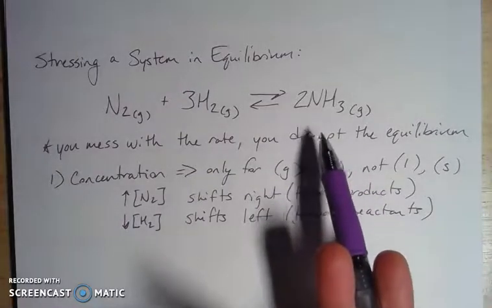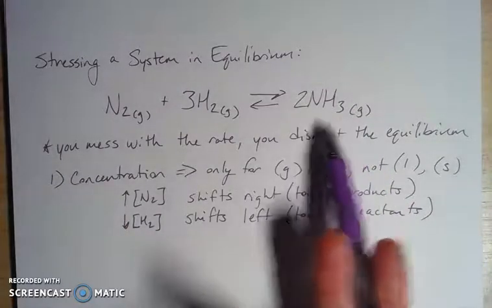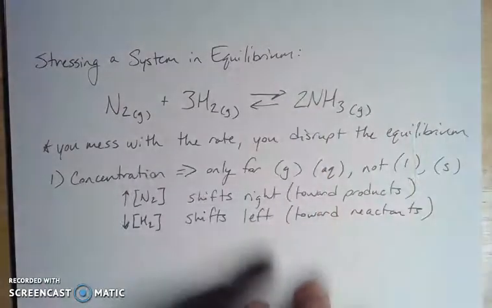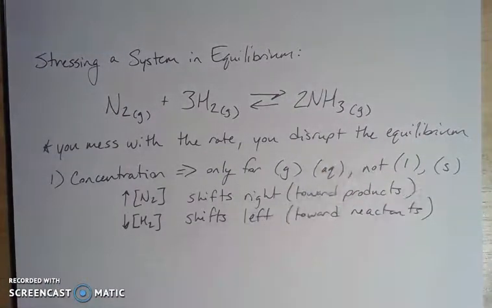So if I was to increase the amount of my ammonia, then it would shift towards the reactants. If I was to decrease the amount of ammonia, then it would shift to fill the hole towards the products. So we have this concentration relationship.